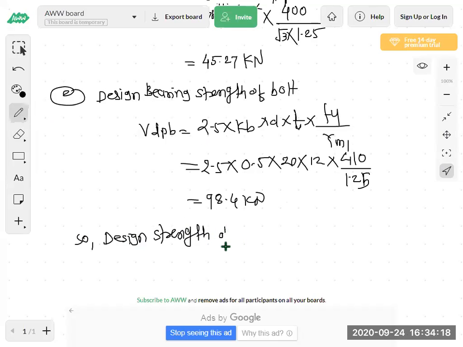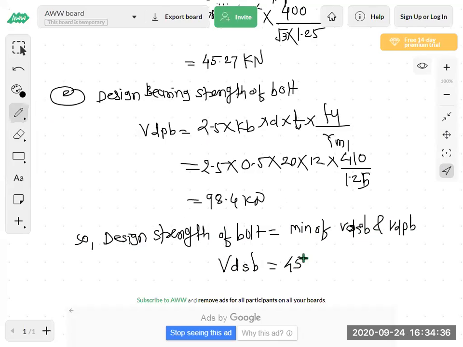Design strength of bolt is equal to the minimum of VDSB and VDPB. So whichever is minimum is there. VDSB is 45.27, correct? Design strength of bolt is the minimum of these two.